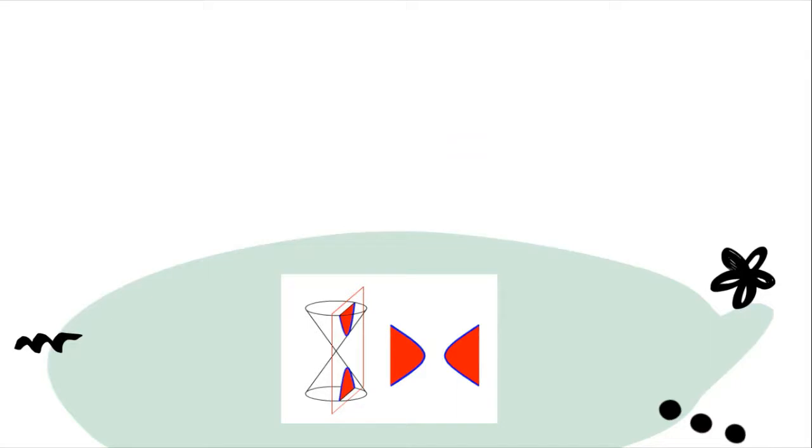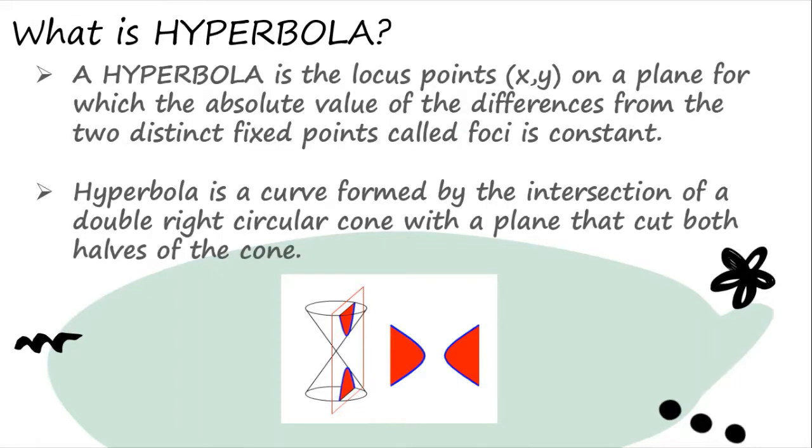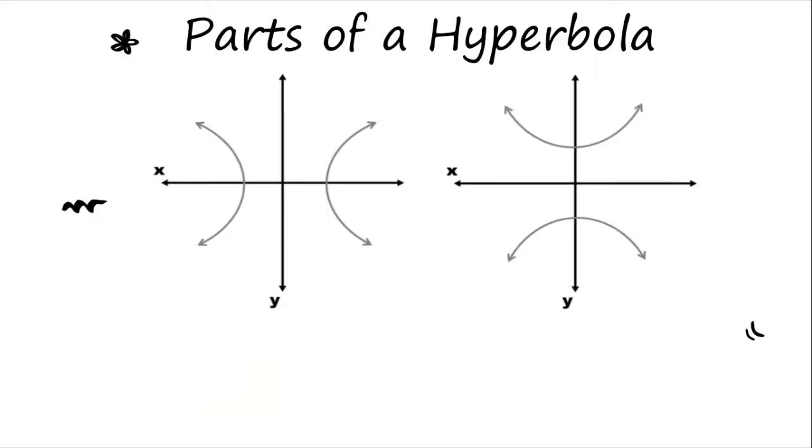So let's have the definition of hyperbola. A hyperbola is the locus of points (x, y) on a plane for which the absolute value of the difference of the distances from two distinct fixed points called foci is constant. A hyperbola is a curve formed by the intersection of a double right circular cone with a plane that cuts both halves of the cone. As you can see, our hyperbola is just like a mirror image of the parabola. Okay. So let's have the different parts of our hyperbola.